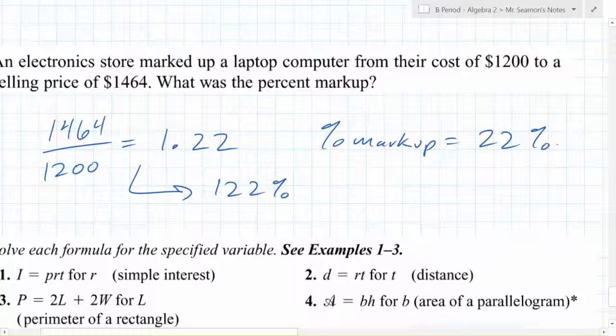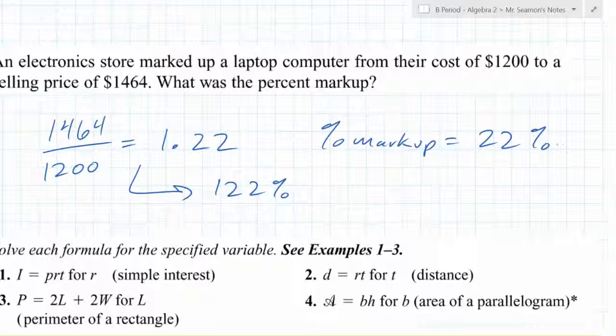What if you do it the other way? It's wrong? You just figured out what the markdown would be. The starting price was 1464 and the new price was 1200. It's not symmetric. Let me finish my sentence. If you go down from 1464 to 1200, that is a different percentage than going from 1200 to 1464.